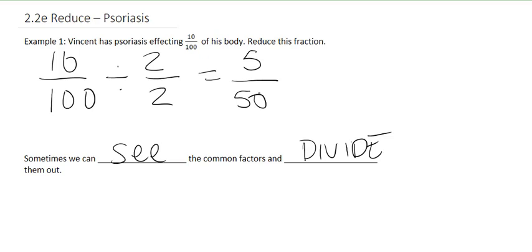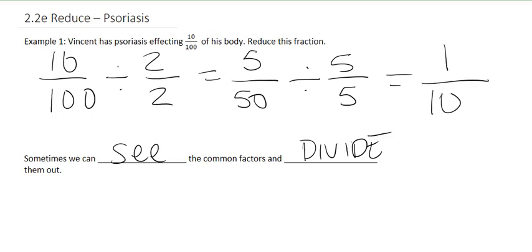Now we know 5 and 50 both are multiples of 5. So let's divide by 5. So 5 divided by 5 is 1. 50 divided by 5 is 10. So we would say Vincent has psoriasis affecting 1/10 of his body.